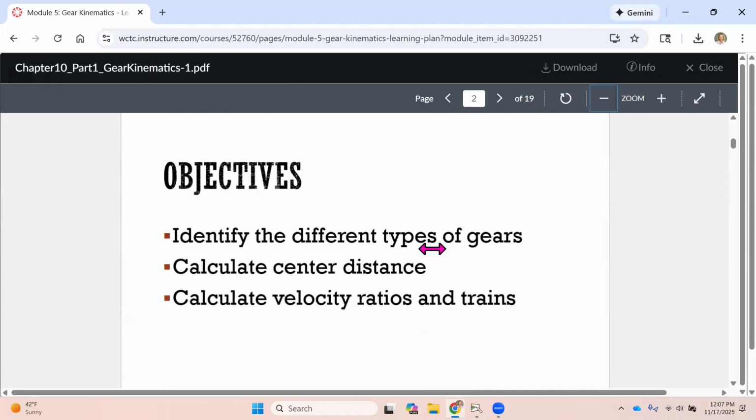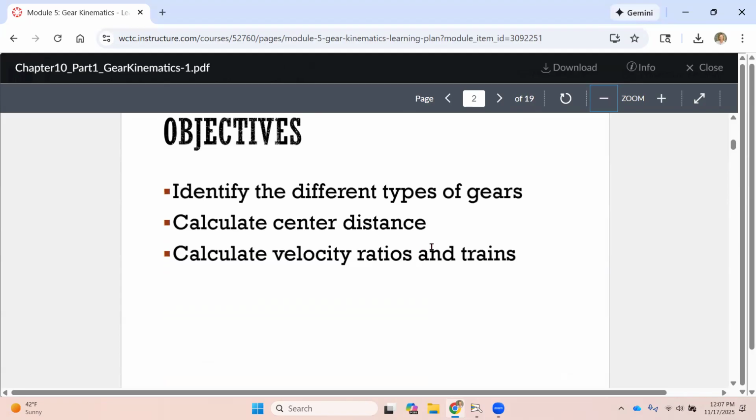Okay, so our objectives here in module number 5, looking at gear analysis, are to, first of all, identify different types of gears. There are a number of different types out there, as I can imagine you have some experience with. But I want to be sure that you get a good idea of the ones that you could potentially come across out in industry.